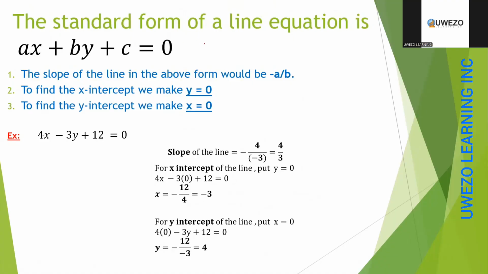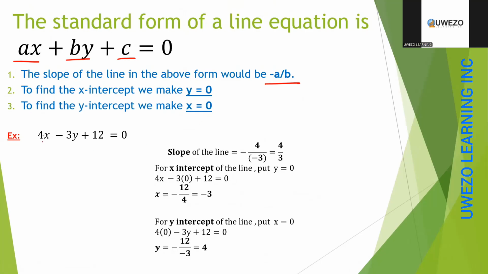The line equation can also be written as an equation in two variables, ax plus by plus c equals 0. Here in this case, the slope would be negative of a over b, where a is the x coefficient and b is the y coefficient. To find the x-intercept, we make y 0, and to find the y-intercept, we make x equals 0.